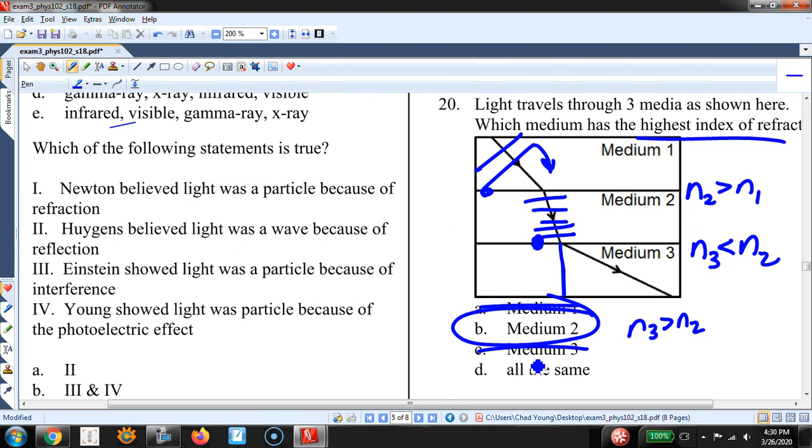So the ray bends depending upon how the indices of refraction are different. Don't try to memorize those little rules. I always like to use the marching band analogy. These are the wavefronts, and I ask myself, okay, is it slowing down or is it speeding up? If it's slowing down, that means that the index of refraction has increased. If it's speeding up, that means that the index of refraction has decreased.